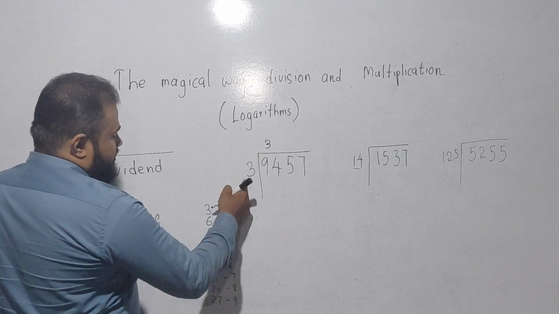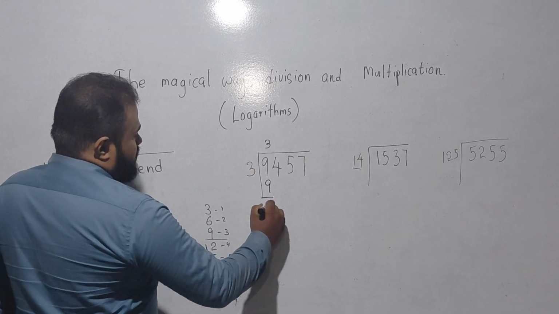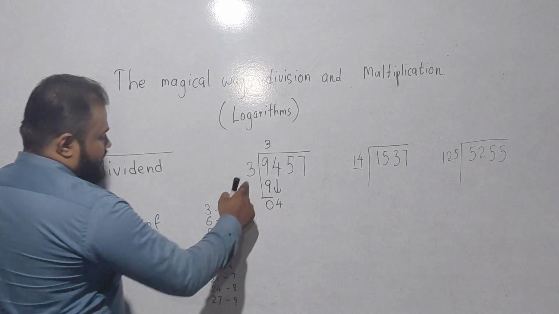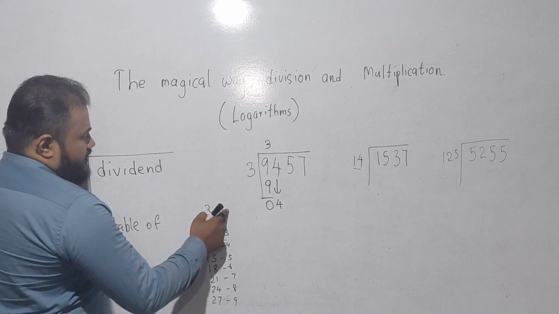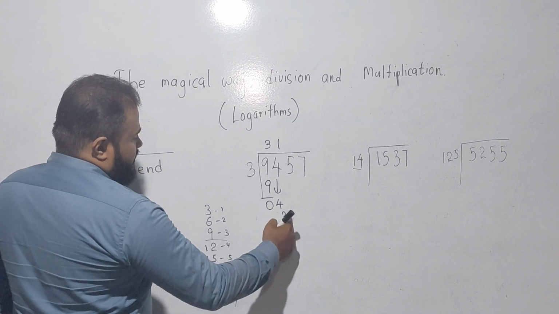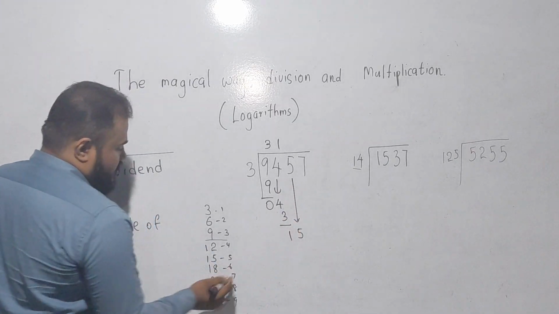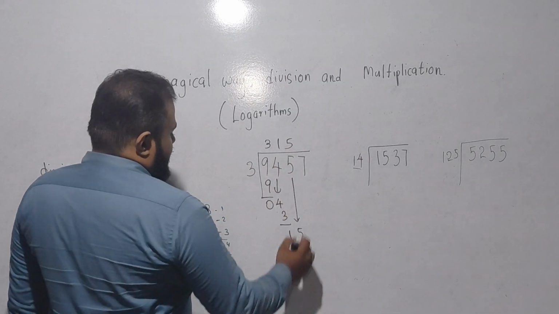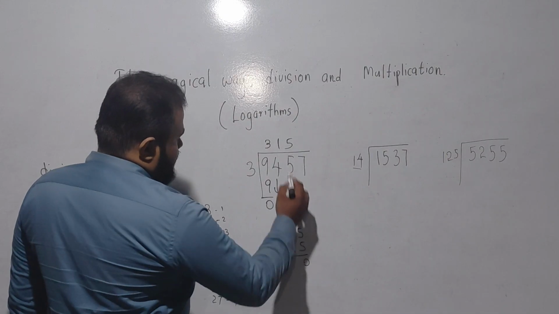What is the value of 3 times 3? 9. 9 minus 9, 0. Take this 4 down. For 4, how many 3s? It should be 1. 1 times 3, 3. 4 minus 3, 1. Take this 5 down. For 15, how many 3s? 5. 5 times 3, 15. 15 minus 15, 0.